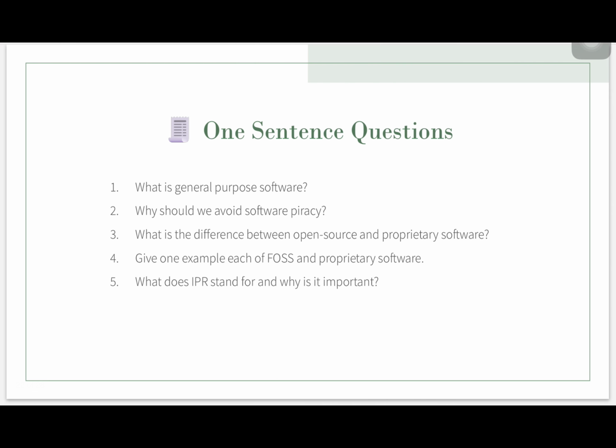Now one sentence questions. What is general purpose software? I will tell you, not only one sentence; I will try to answer in 2-3 sentences. You can remember any one. General purpose software is free software which is used for daily tasks by everyone.